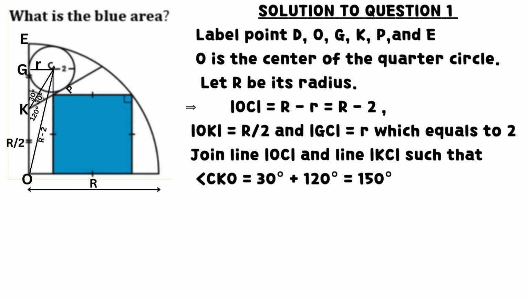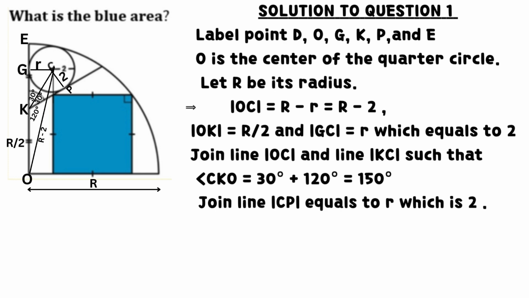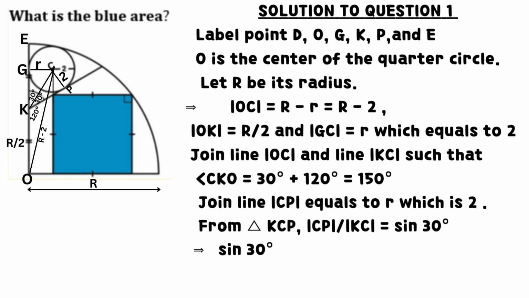Join line OC and line KC such that angle CKO equals the sum of 30 degrees and 120 degrees, which equals 150 degrees. Join line CP, it equals small r, the radius of the small circle, which equals 2.